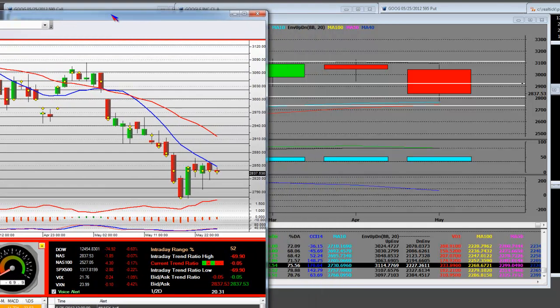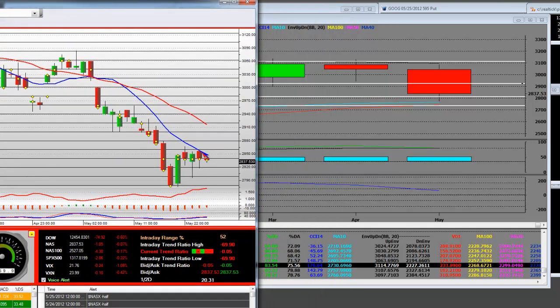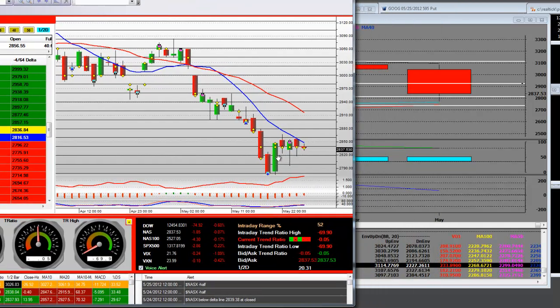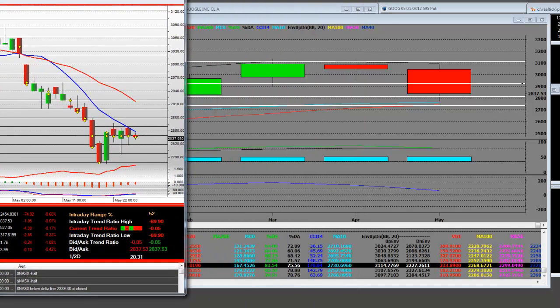And let's do that. Let's just take this portion of it right here where it's nice and clear. And I'm going to go to our platform, and I'm going to show you right here that we're a half a delta movement up in the Nasdaq Composite. So let's go right here. Let's take this close, and the close was 2837.53.